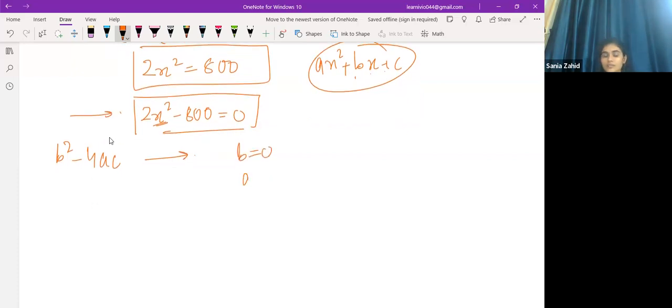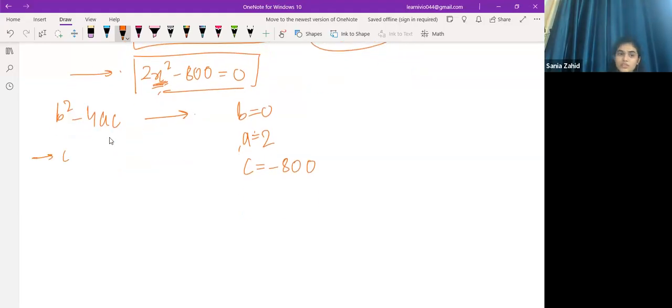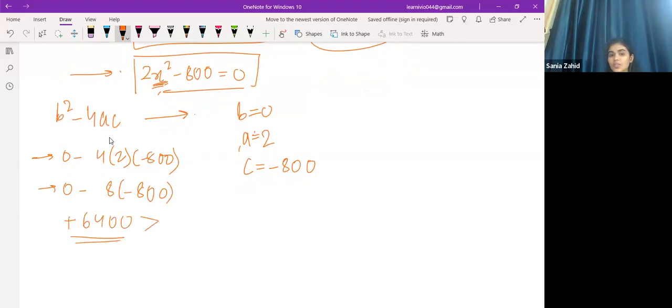What is the value of a? a is the coefficient of x square. So what is the number that is attached with x square? It's 2. And what is c? Minus 800. So b square minus 4ac is 0 minus 4 into 2 into minus 800. So this becomes 0 plus 6400. Now this term is more than 0.